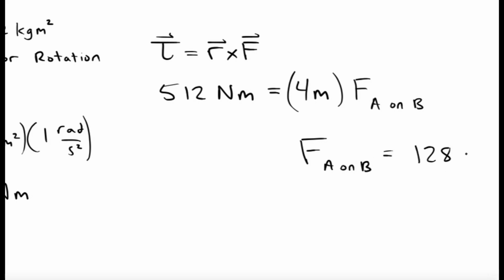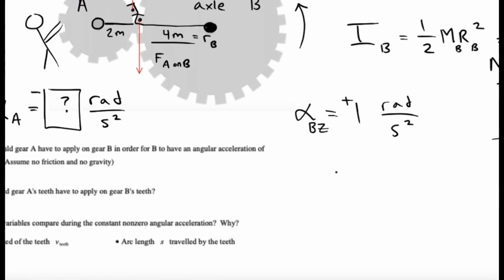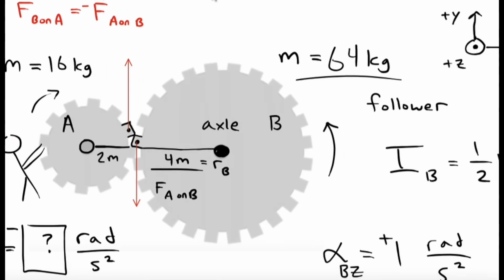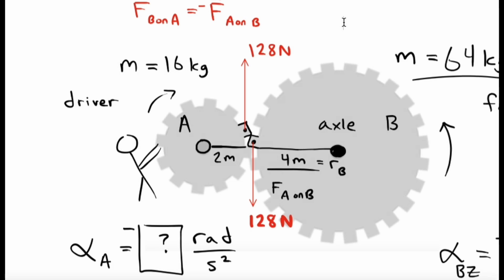Okay, so let's divide and find that force of A on B is 128 newtons. Okay, now what does that imply to me? It implies that if this is 128 newtons, then gear B must be also applying 128 newtons back on A. And the thing is, though, even though B pushes up on the tooth of A, A doesn't rotate counterclockwise. He's got to stay in contact with B. He's got to push through. That's why he's the driver.